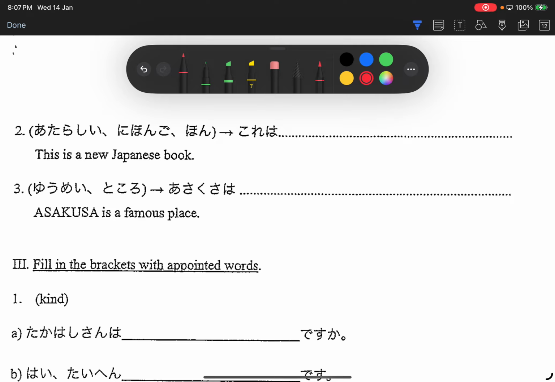Can, but in this case it starts with これは. So our subject is これ. これ means "this". So that means this thing that I'm pointing to, that one is our subject of the sentence. Right, so this is a new Japanese book. If you want to say that Japanese book is new, what do we change?